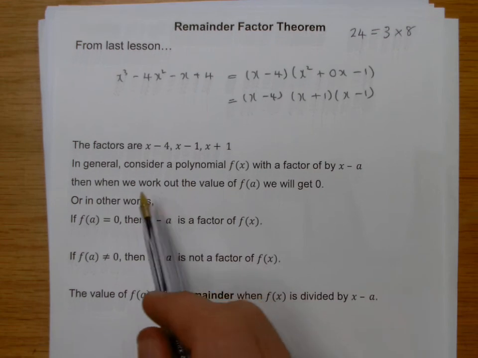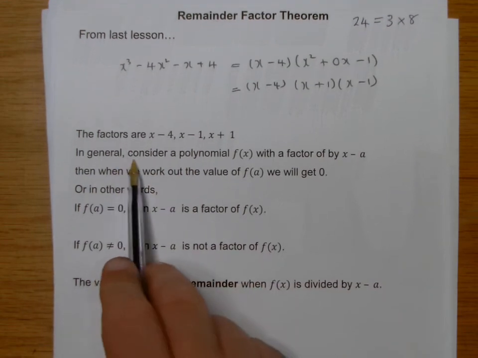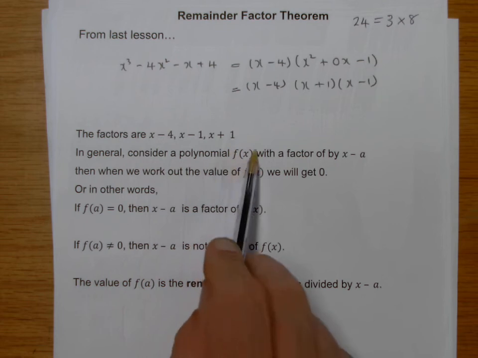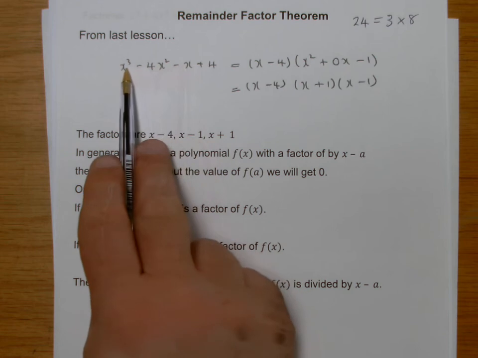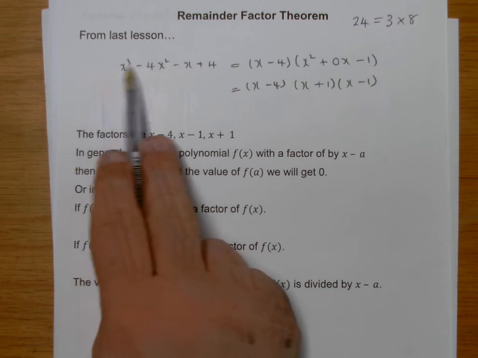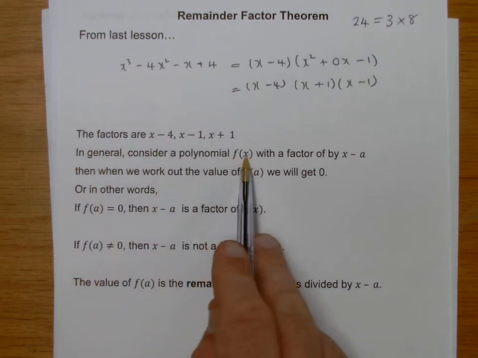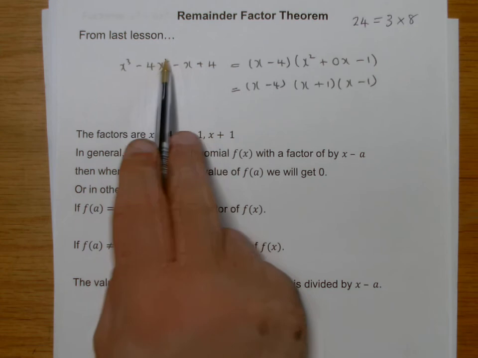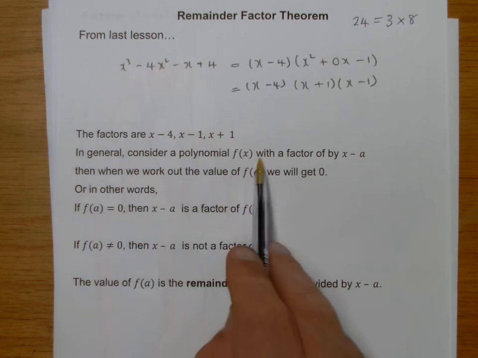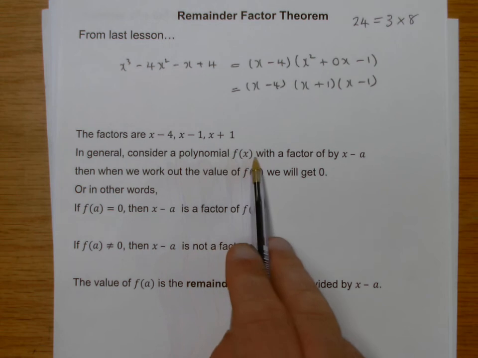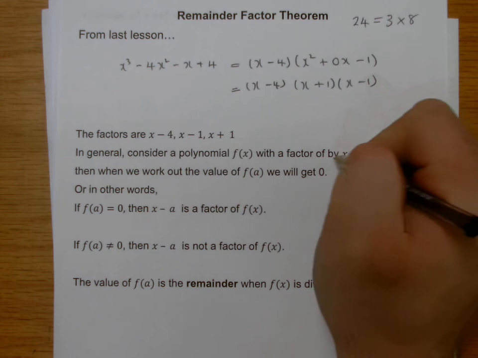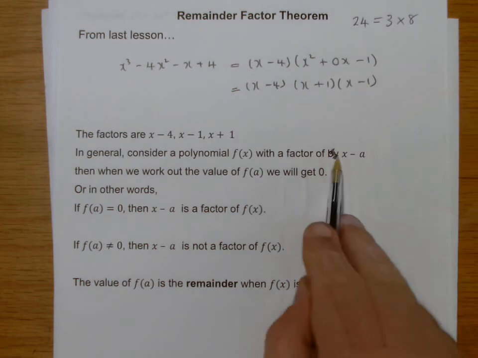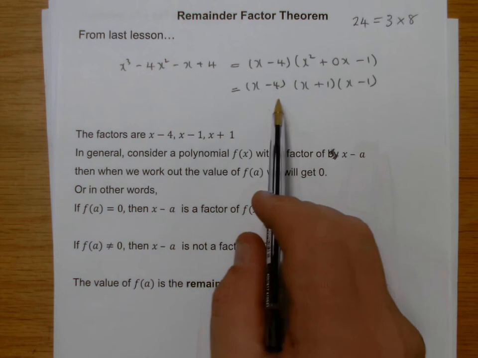So what we're going to do now is consider a general case. In general, if we consider a polynomial, we can call it a function of x. This is an example of a polynomial where the highest power is 3, but we can call it f of x. I can say f of x equals this. f of x just means function of x, so you do something with x. So in general, consider a polynomial f of x with a factor of x minus a.